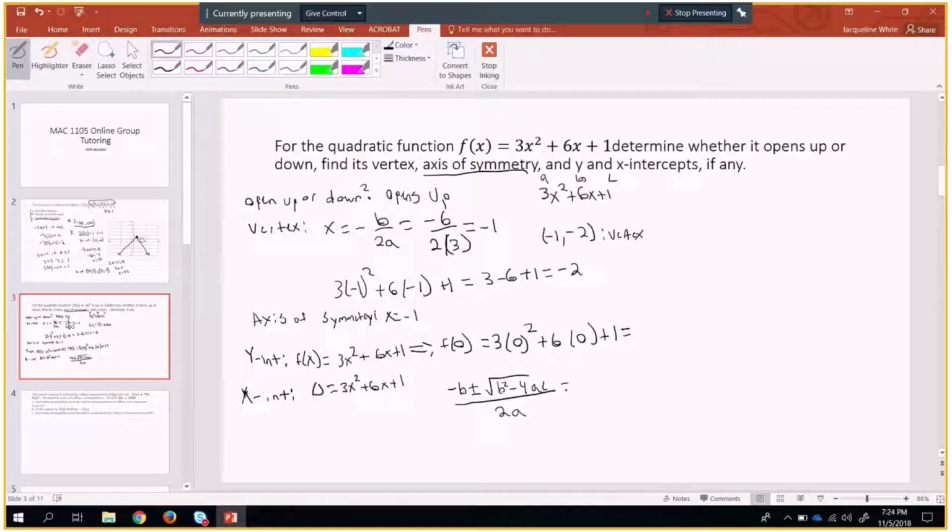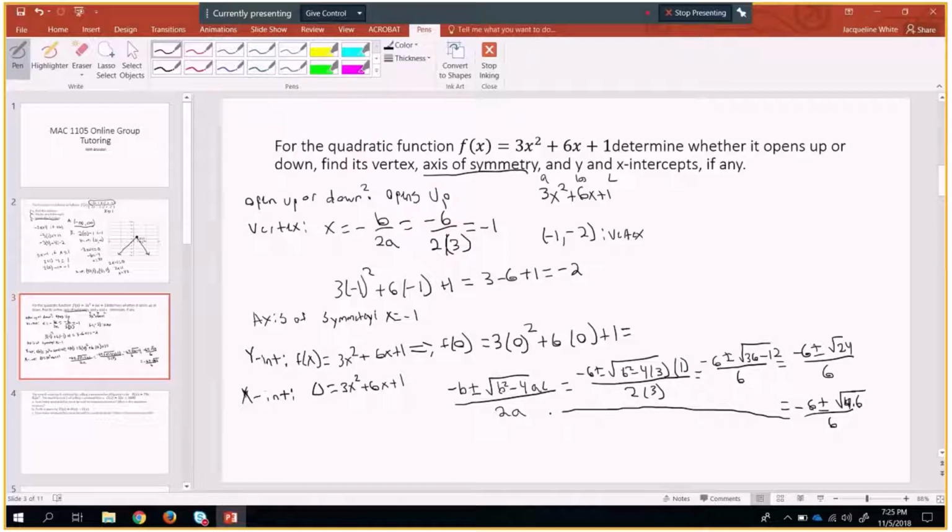That's equal to negative 6 plus or minus the square root of 6 squared minus 4 times a, which is 3, times c, which is 1, all over 2 times 3. Simplify that even further. We get negative 6 plus or minus the square root of 36 minus 12 over 6, which is equal to negative 6 plus or minus the square root of 24 over 6. Simplify that as much as you can. Inside the 24, we have the square root of 4 times 6, all over 6.